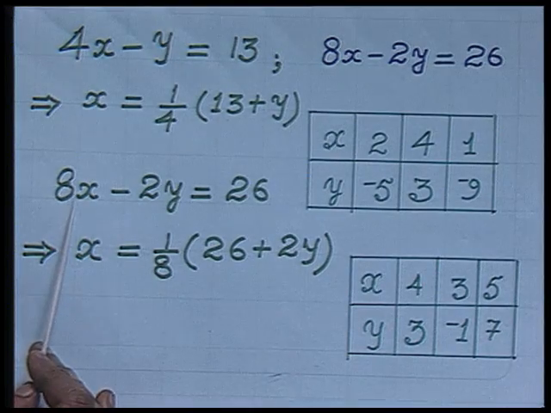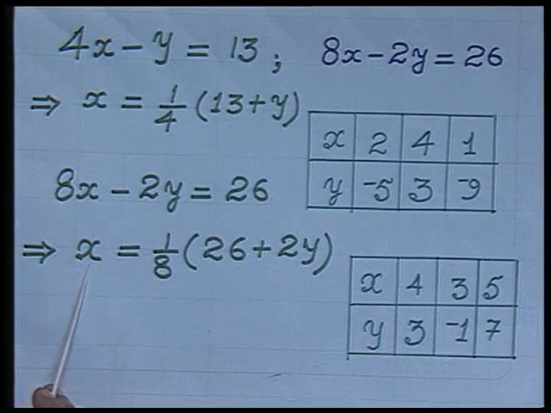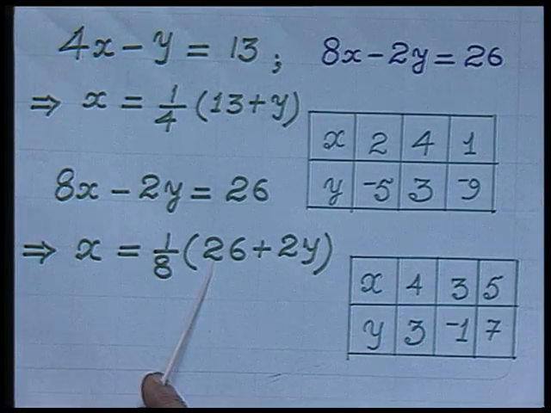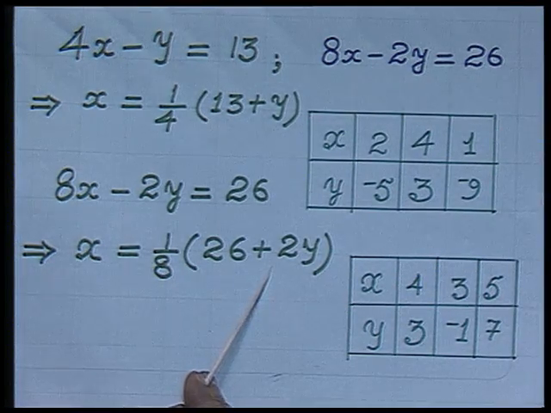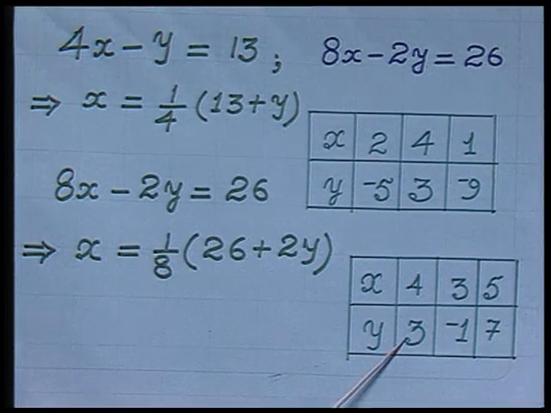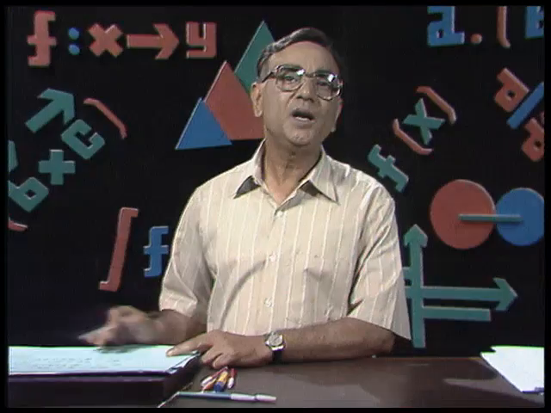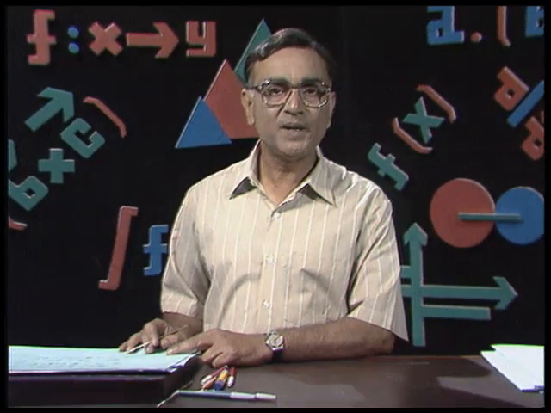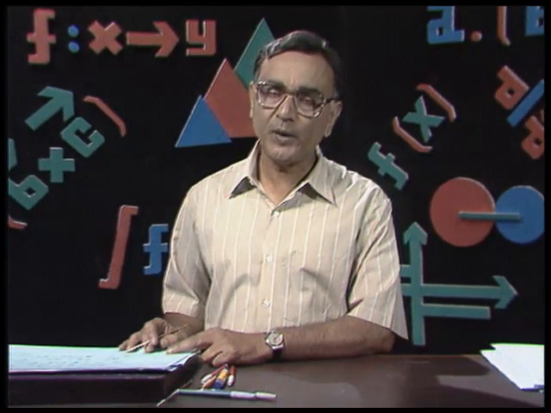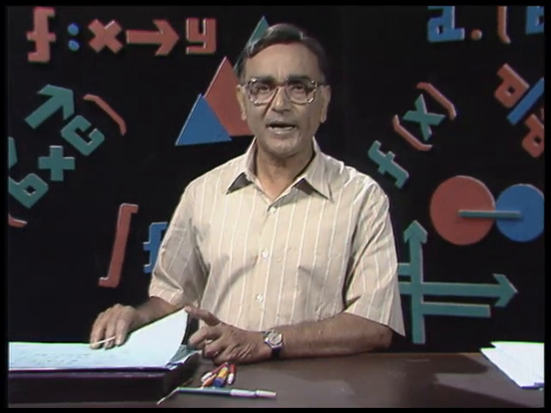And for the second equation, 8x minus 2y equals 26, x equals 1 over 8 times (26 plus 2y). The ordered pairs for this equation are (4, 3), (3, minus 1), (5, 7). Now once again we will plot these ordered pairs for the two equations on the graph paper and see how these lines look.